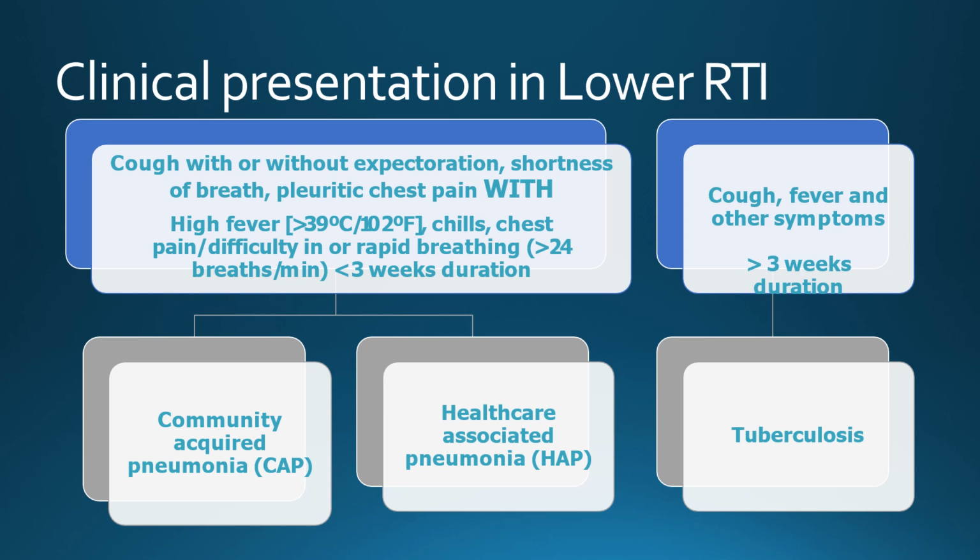What is the clinical presentation? Lower respiratory tract infection with cough, fever, and other symptoms of more than 3 weeks duration suggests tuberculosis. A cough with expectoration, shortness of breath, pleuritic chest pain with high fever, chills, or rapid breathing of less than 3 weeks duration suggests health-associated pneumonia or community-acquired pneumonia.